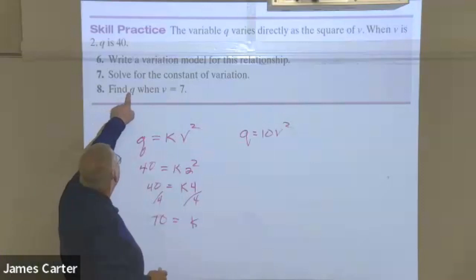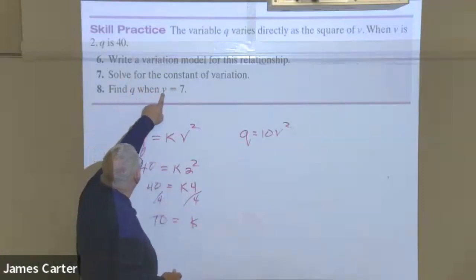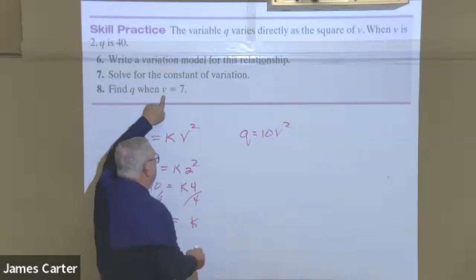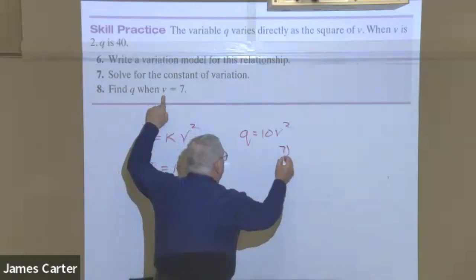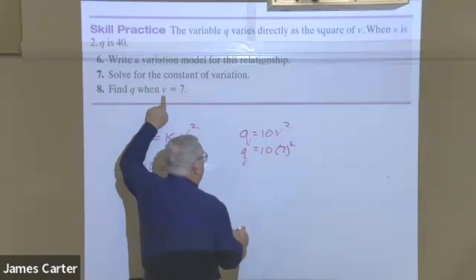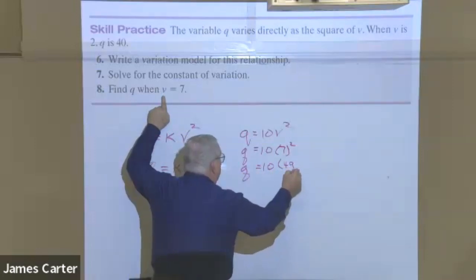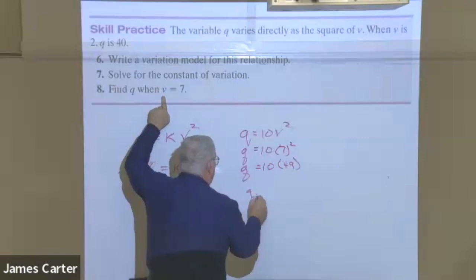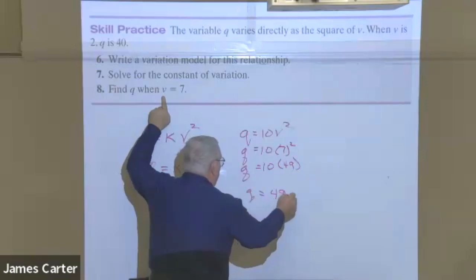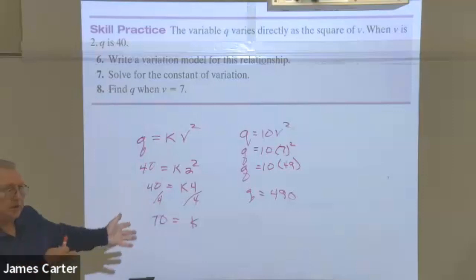Now, here I solved for the constant of variation. Now find Q when V is 7. So we're going to put 7 in here, like so. And we get 10 times 49. So Q equals 490. And that's the ultimate solution to this problem.